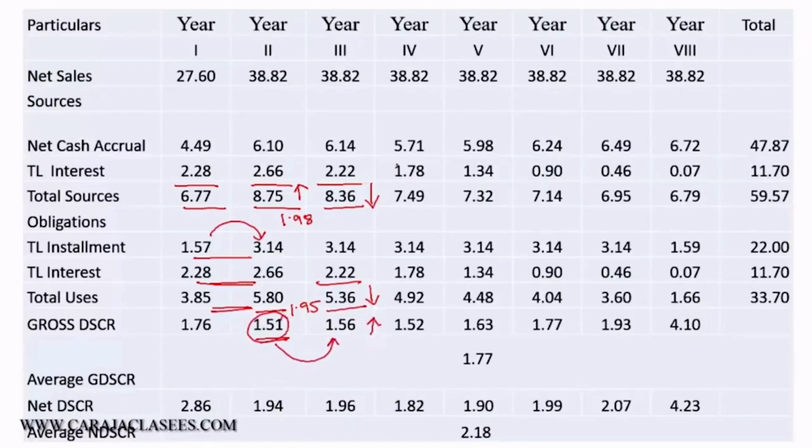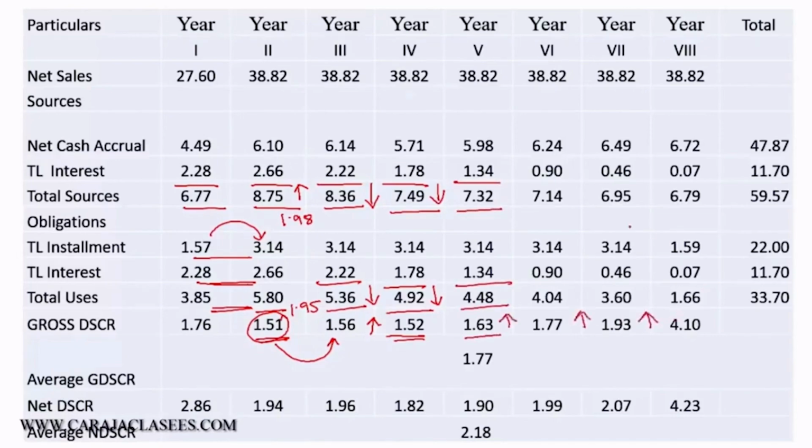Okay, fine. Then in year 4 it is coming down even further, and to the rescue, uses is also coming down. This is coming down, which is a bad sign. This is coming down, which is a good sign. That's why the ratio is maintained above 1.5 itself. Then in year 5, sources 7.32, uses are 4.48. So now it is on an improving trend, and it is improving year after year.